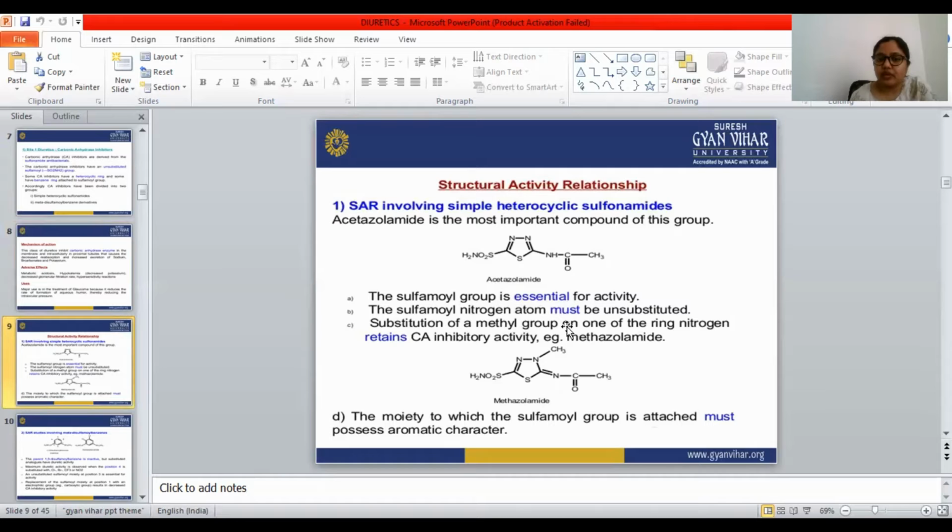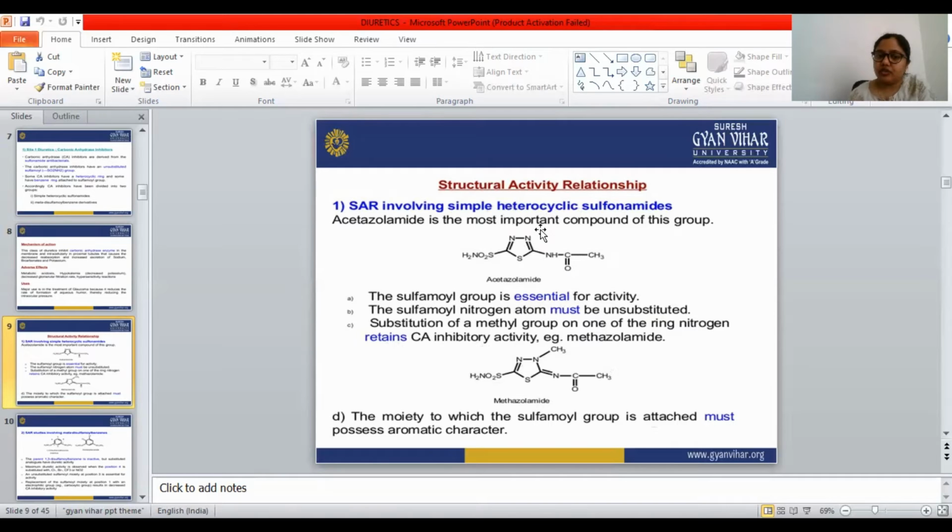Substitution of a methyl group on one of the ring nitrogens retains carbonic anhydrase inhibitory activity. The example is methazolamide. Okay, in acetazolamide we are not attaching any substituent at the end position, and this N group must be unsubstituted for the proper activity of the drug.